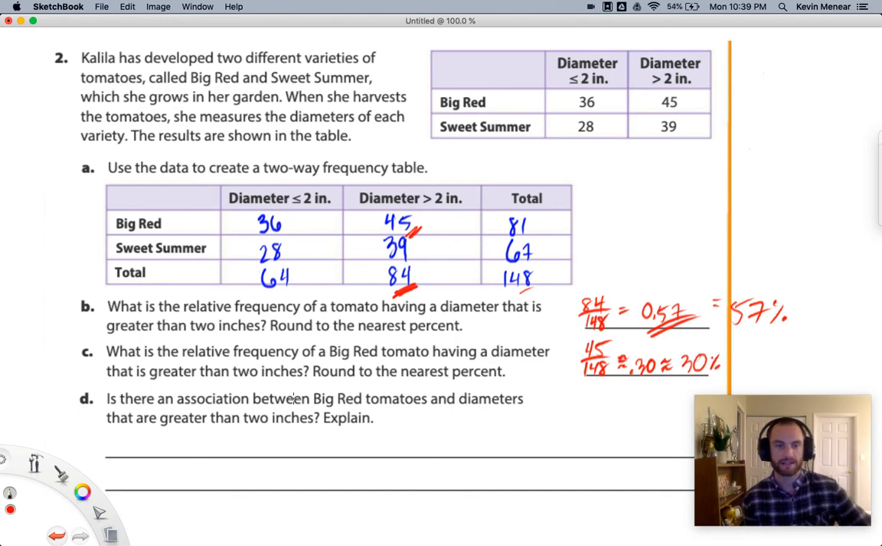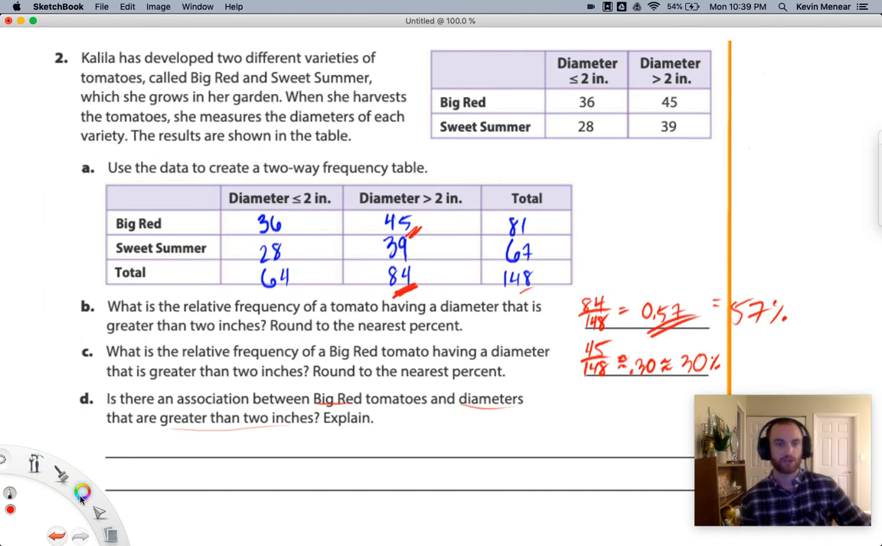Cool. Finally, is there an association between Big Red tomatoes and diameters that are greater than 2 inches? So Big Red tomatoes and diameters that are greater than 2 inches. What does this mean? It means, is it more or less likely that Big Red tomatoes have a diameter greater than 2 inches than the Sweet Summer tomatoes?